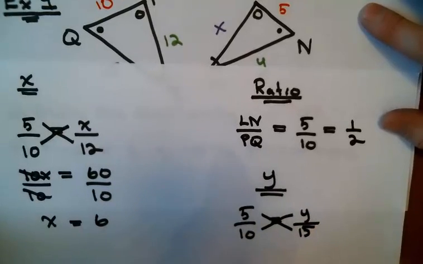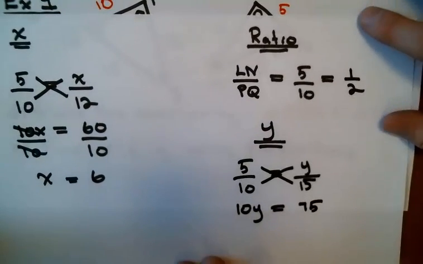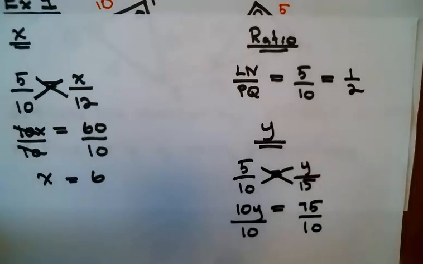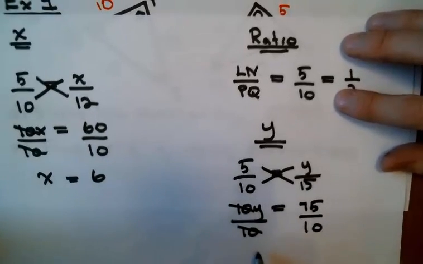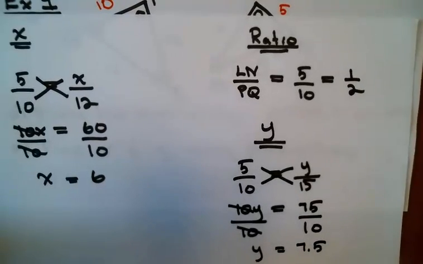5 times 15, what's that? 75. 10 times y is 10y. And divide and conquer. And y is 7.5. So now we've solved for unknown sides using proportions and similar triangles.